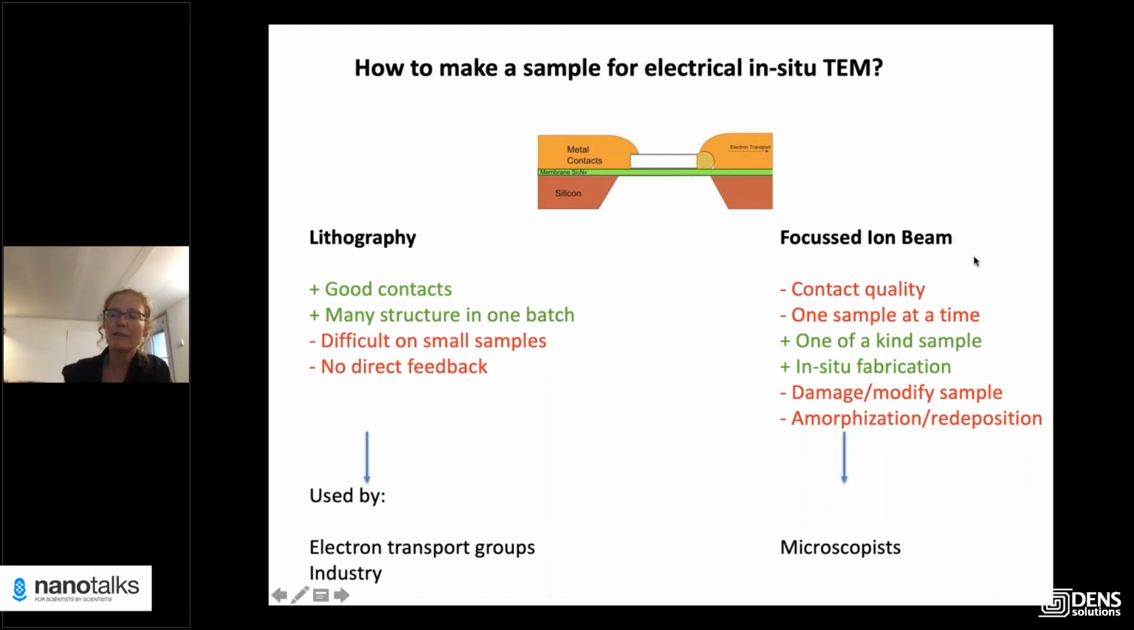Another option is to use the focused ion beam. Using this technique, it is probably more difficult to get high contact quality. With development, this can maybe be optimized, but it is for sure that in real devices, contacts are not made with a focused ion beam. So you will always need some trick to be sure that you're studying a contact and not being influenced by the contact of the FIB. It's a technique that's very well suited for one sample at a time, and this is also an advantage because this technique is very well suited for one-of-a-kind samples.